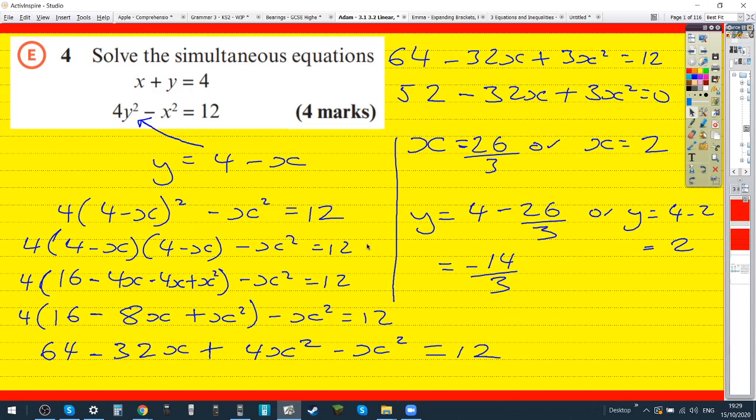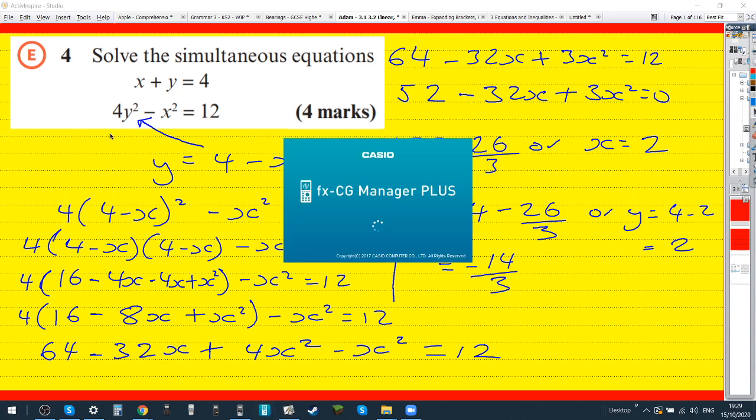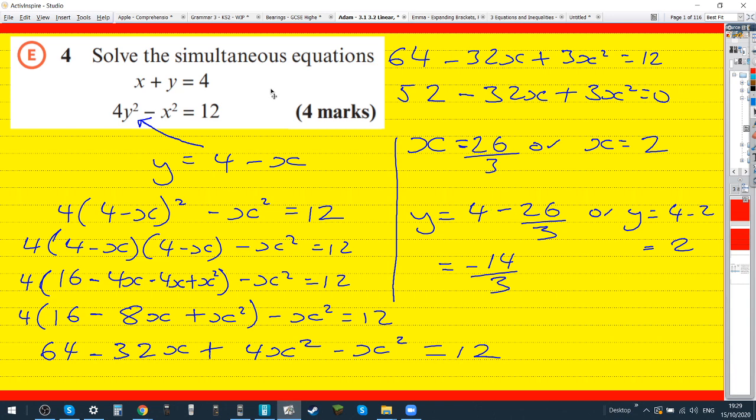It was this one. I can use my graphical calculator. Oh, I can't, not easily. But basically, this first one is a straight line, nothing squared. So the first one would be a straight line like that. The second one is some kind of circle or curve. And then there's our two solutions where they cross over.